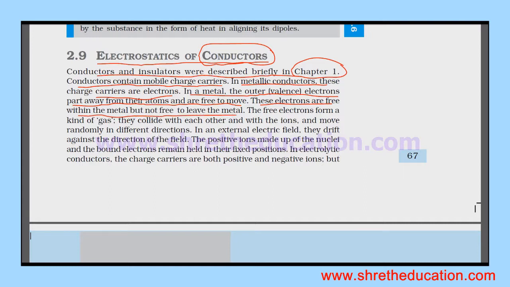The free electrons form a kind of gas. They collide with each other and with the ions and move randomly in different directions.